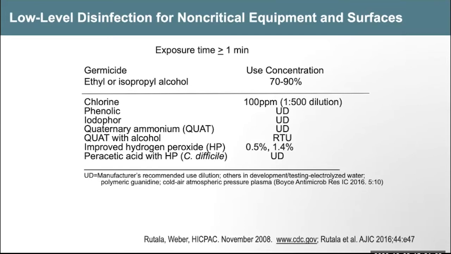Chlorine certainly is sporicidal. It's commonly used. It's cheap in much of the world. People object to the odor in some places. Phenolics and iodophores and quaternary ammonium compounds, but really phenolics and quaternary ammonium compounds are the most commonly used. We have been moving more towards improved hydrogen peroxide because it has an excellent safety profile, and peracetic acid is often used as a sporicidal agent.